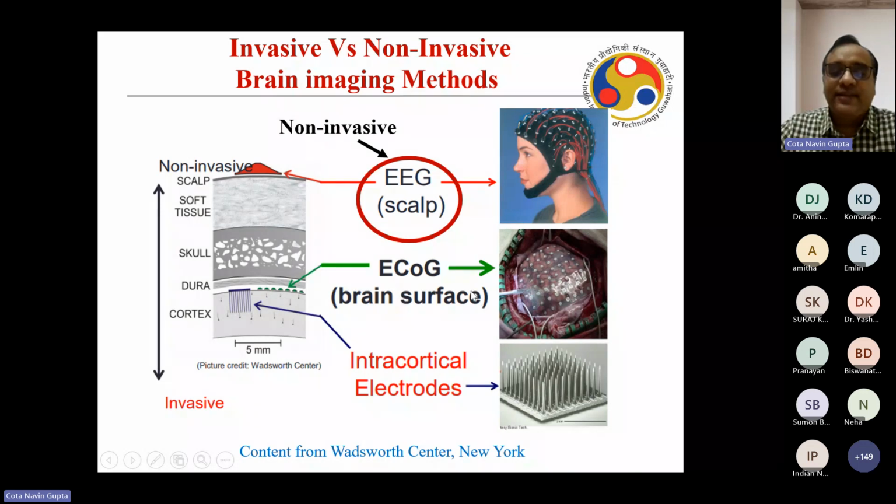These electrodes are placed on the brain surface. And if you want to go a bit deeper, this is around on the surface of the cortex, but you can penetrate the cortex and place intracortical electrodes. Again, all this requires a clinical team. So this figure shows the non-invasiveness of the placement of the electrodes versus the invasive nature of the placement of the electrodes to monitor the brain activity. Okay.